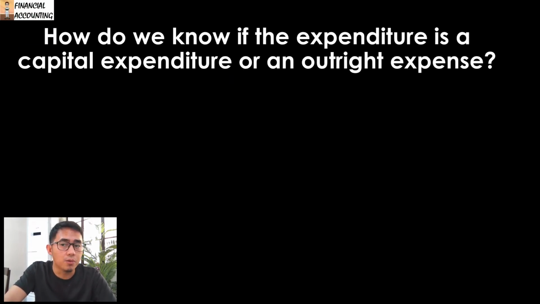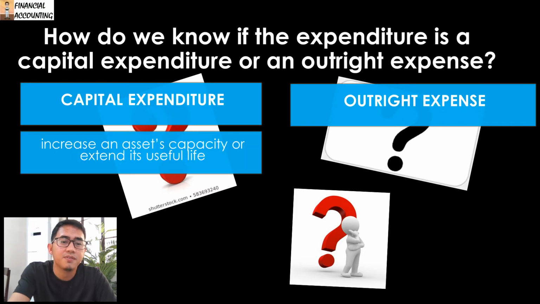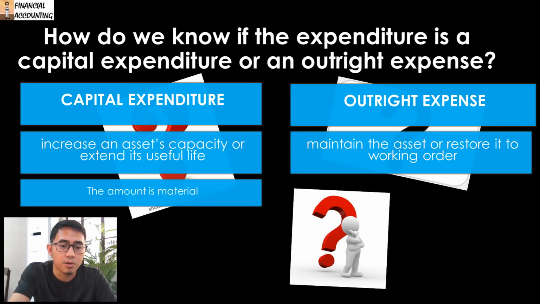Okay, so how do we know if the expenditure is a capital expenditure or an outright expense? Like for example, this is applicable to improvements in the building. Like for example, you have a building and you have renovated or repaired the building. So should that be treated as capital expenditure or an outright expense? So the answer is, if it increases an asset's capacity or extends its useful life, it is a capital expenditure. It is an outright expense if it just maintains the asset or restores it to working order.